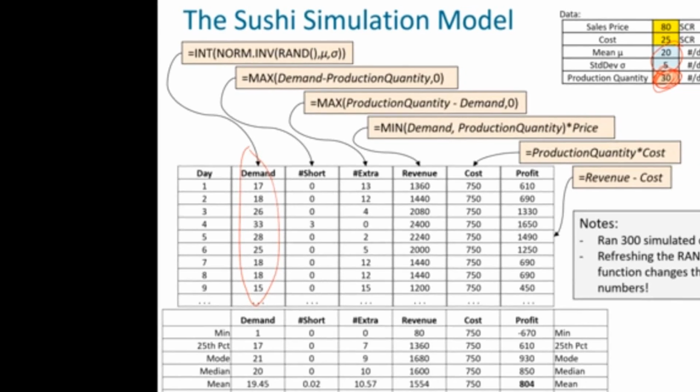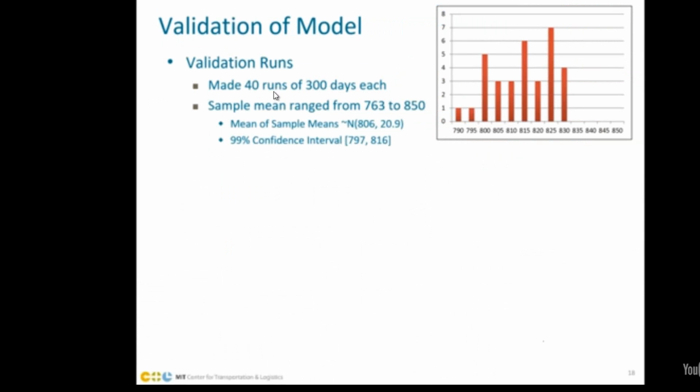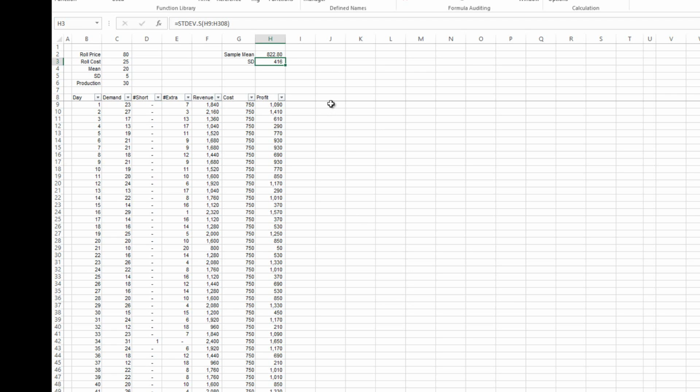Something I wanted to do was, later on in the video, the professor mentions he made 40 runs of 300 days each. Well, I wanted to try to replicate this in Excel, and the first thing I thought of was to create a macro, but then I thought, maybe I could create a formula that could create this whole entire table in one cell and have it output the sample mean, and then I could just copy and paste this over, like 39 more times, and I'd be done. It would save a lot of tedious work.